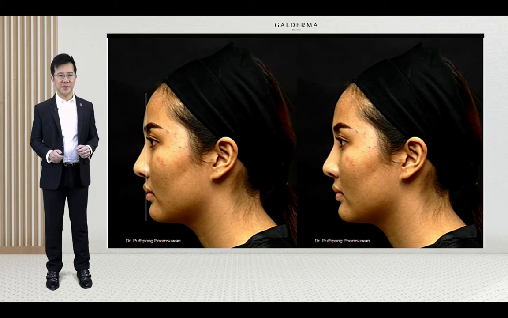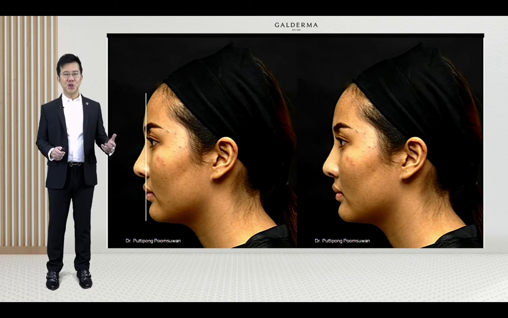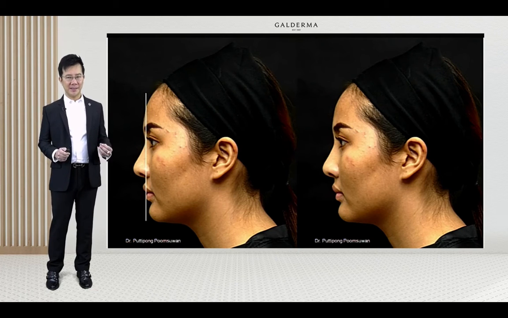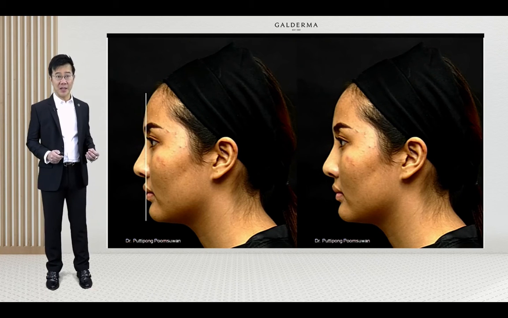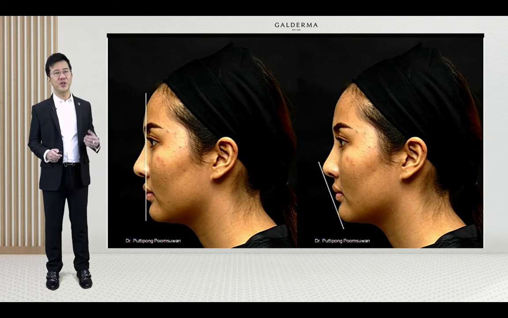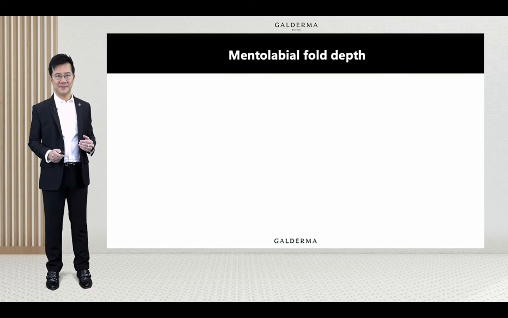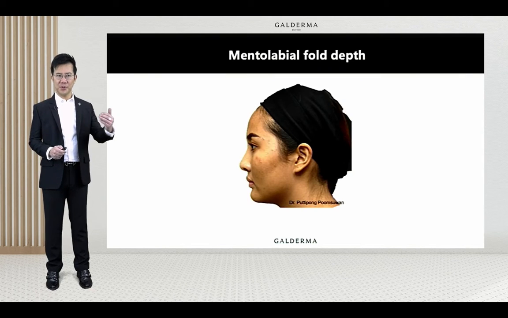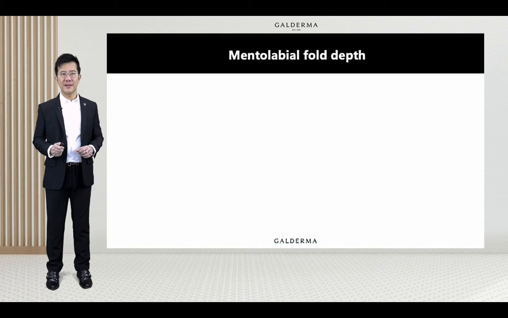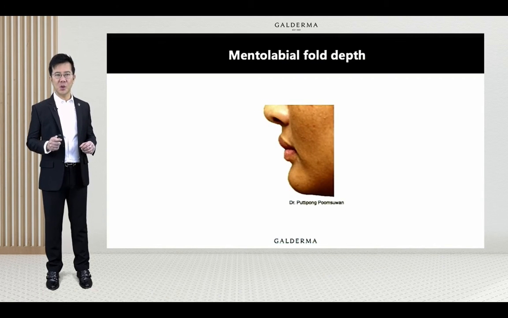On the profile view, the upper lip should project 1 or 2 millimeters forward of the lower lip. And when we draw the nasomental line or the Ricketts line, the upper lip and the lower lip should be at or slightly behind this line. Also on the profile view, this is an average mentolabial fold depth.